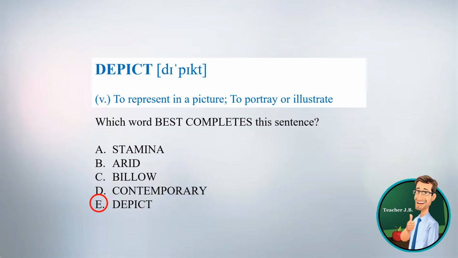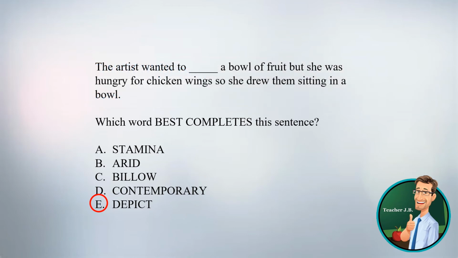So we can read the sentence like this. The artist wanted to depict a bowl of fruit, but she was hungry for chicken wings, so she drew them sitting in a bowl.